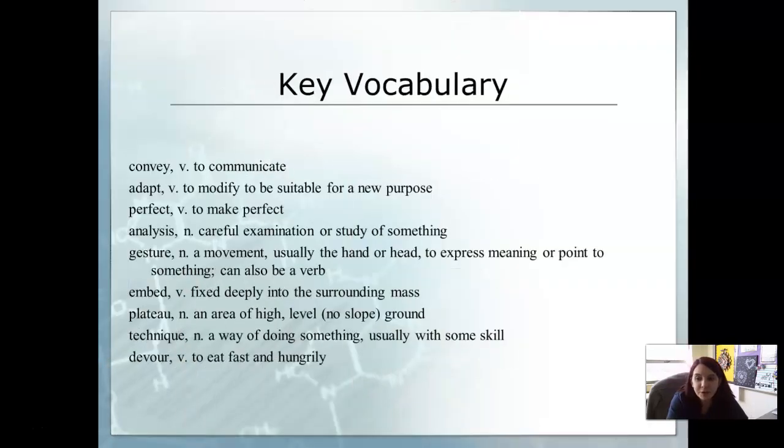Some key vocabulary for today's lesson: convey is to communicate, adapt is to modify to be suitable for a new purpose, perfect is to make perfect, analysis is careful examination or study of something, a gesture is a movement, usually the hand or head, to express meaning or point to something, can also be a verb, embed is fixed deeply into the surrounding mass, plateau is an area of high level, no slope ground, technique is a way of doing something usually with some skill, and devour is to eat fast and hungrily.